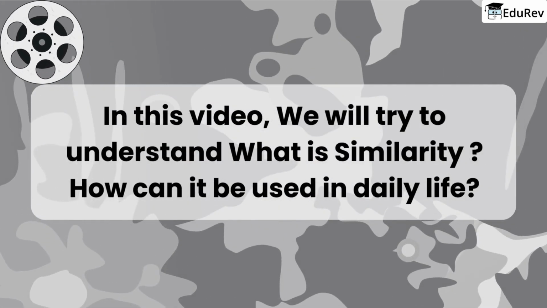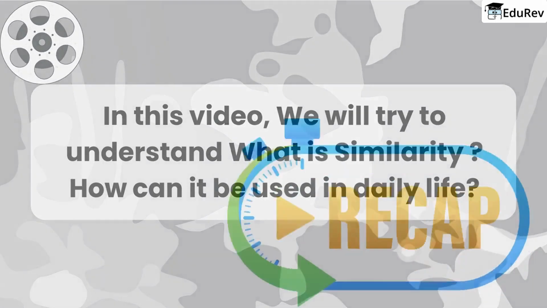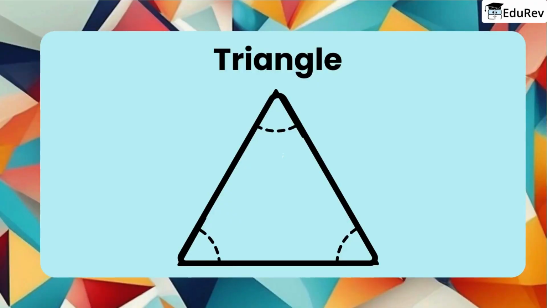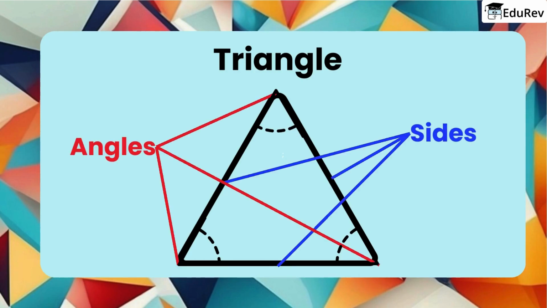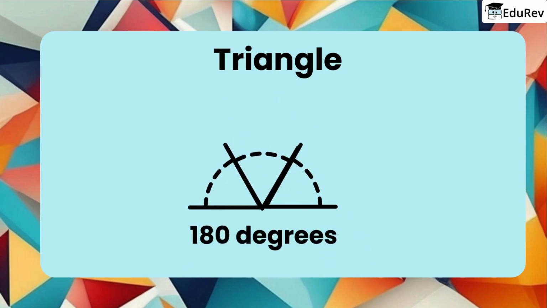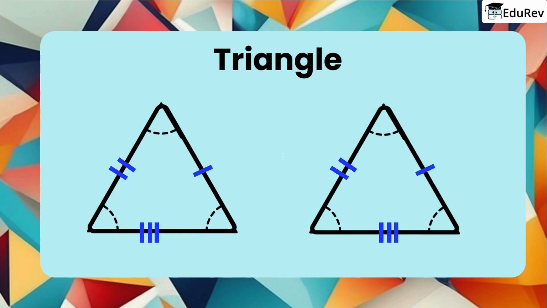In this video, we will try to understand what similarity is and how it can be used in daily life. But before we start, we should recap some concepts. A triangle is a figure which has 3 sides and 3 angles. The sum of all angles of a triangle is 180 degrees. We can say that two triangles are congruent if they have equal sides and angles.